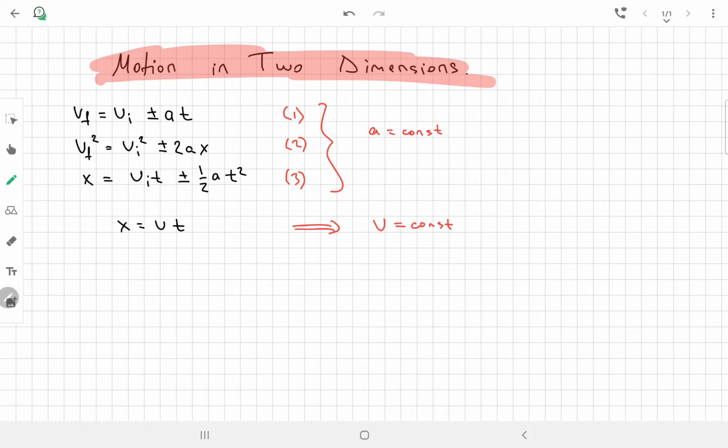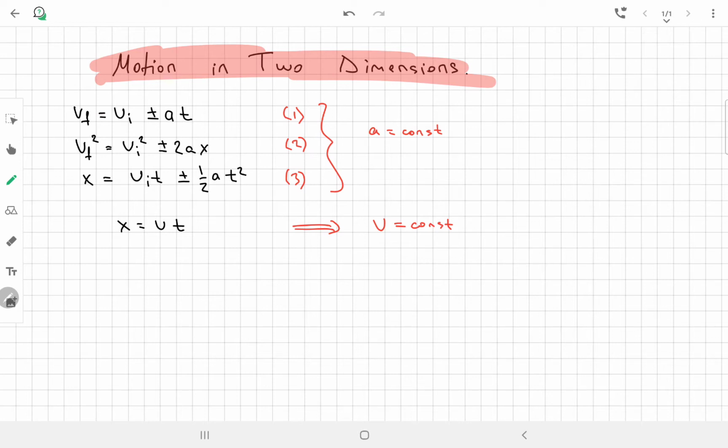Now, today we will start motion in two dimensions, and again we will be using these three equations. So basically, we don't have any new equation for today. We just need to learn how to use these equations for motion in two dimensions. That's all.